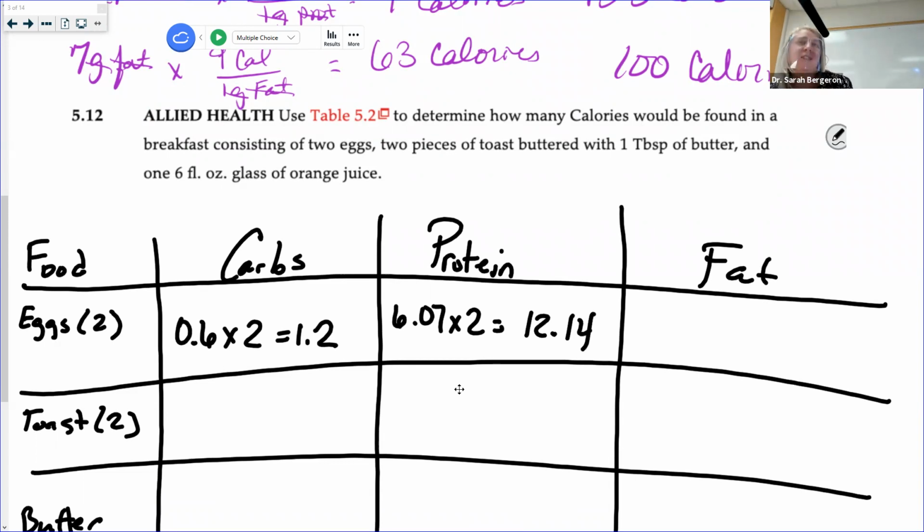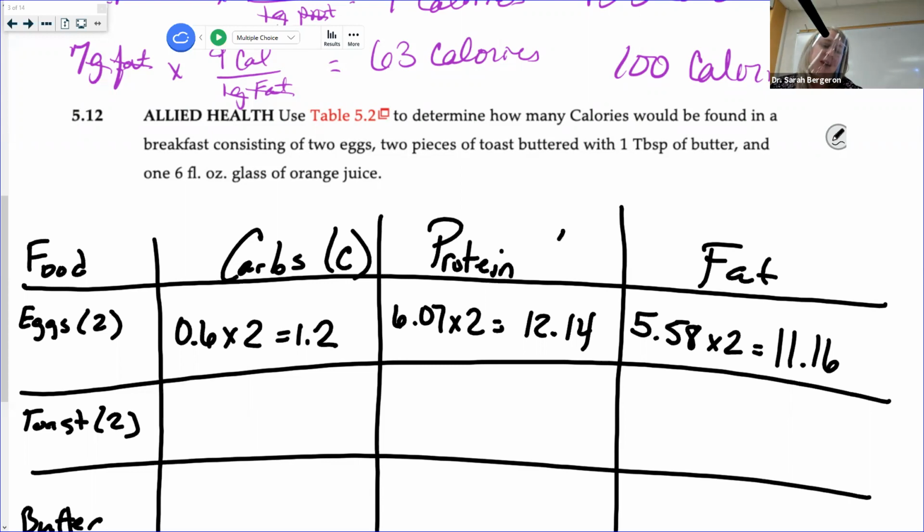How about fats? I got 5.58. Is that what y'all got? Times 2, you get 11.16. That's just your eggs. And this is all in calories, so we'll put a big C behind it. So all of these numbers are in calories.